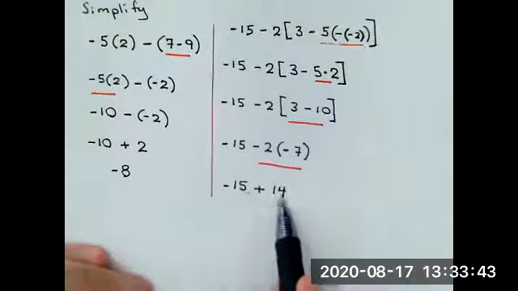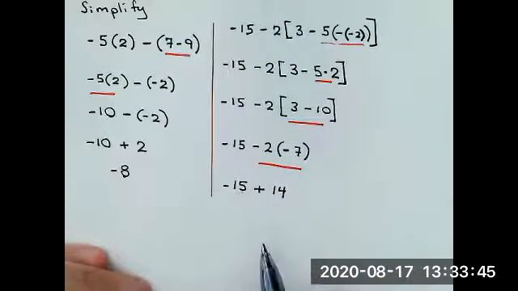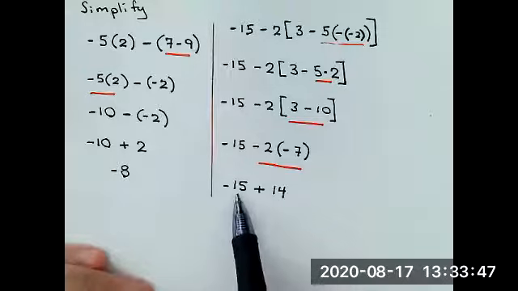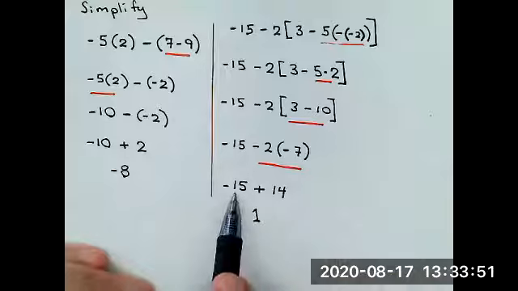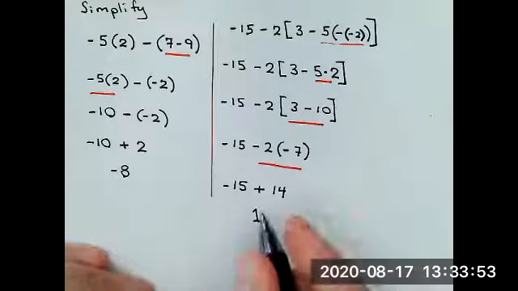And then they have different signs. So we find the difference. Take 14 from 15, which will be 1. But this one has a larger absolute value, so we keep the sign.